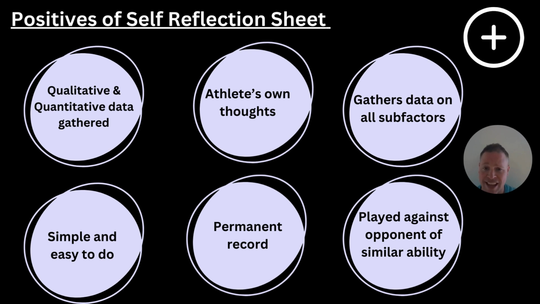Another positive is that it's the athlete's own thoughts, not somebody who is maybe watching your performance and giving you feedback like a coach. It all comes from how you feel inside you. You're the person that knows your thoughts best. Next one is it gathers data on all sub-factors. We don't just gather data on the mental toughness element or sub-factor of the mental factor. We actually consider all 3 mental factors. We consider mental toughness, concentration and decision making. This is really handy when trying to see our strengths and our weaknesses.